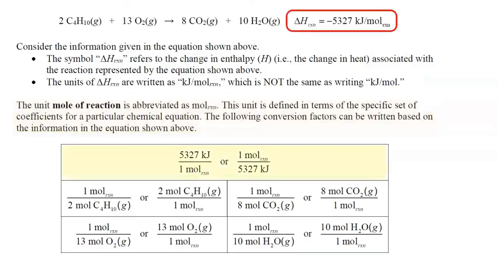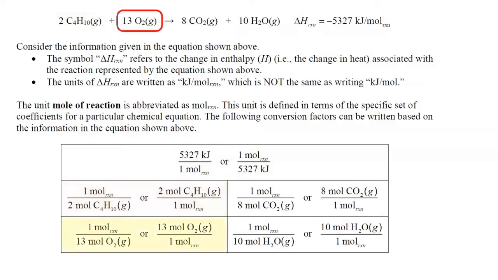So we have 5,327 kilojoules of heat that are released for every 1 mole of reaction. There's no negative sign that I'm showing you in my conversion factor, but when I say the word released, I'm referring to the amount of energy that is released, but I don't need a negative sign if I'm just talking about the amount of energy as a magnitude. In this reaction, 2 moles of C4H10 gas are consumed for every 1 mole of reaction.